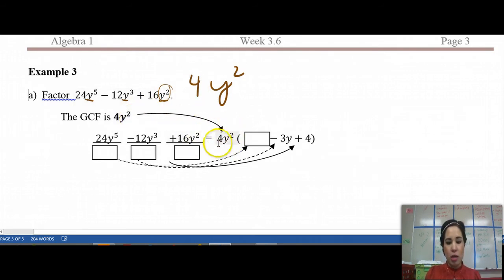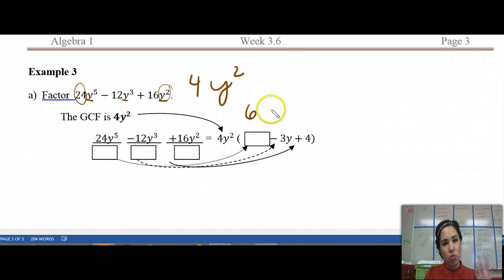So I'm going to write that in the front, and I need to figure out what I'm multiplying here. Okay, I divided 24 by 4. So 24 divided by 4 is 6. And what else? From y squared, I need to make it y to the 5th. So I need to add 3 more, so that would be y cubed. So I have 4y squared, then 6y cubed.